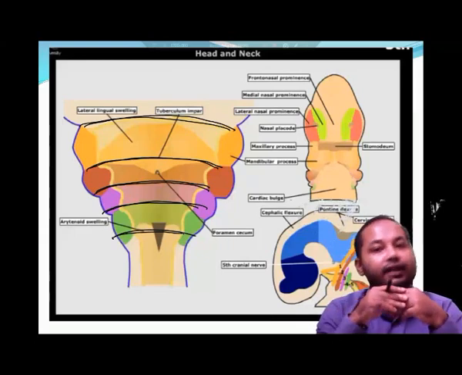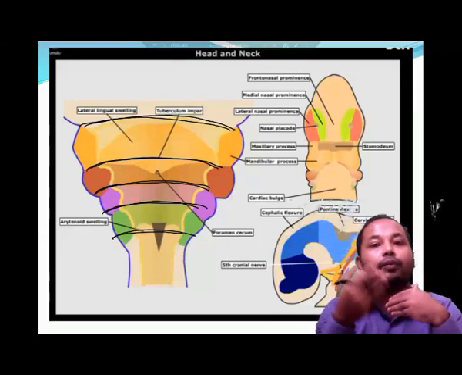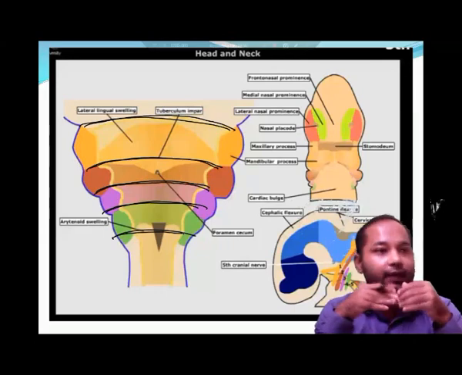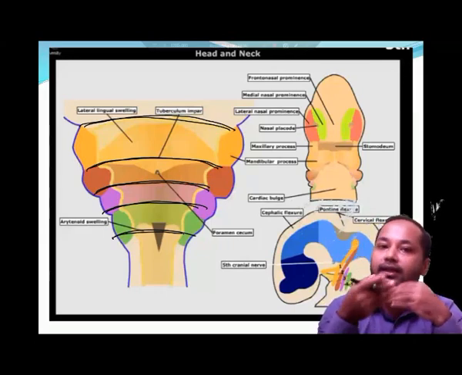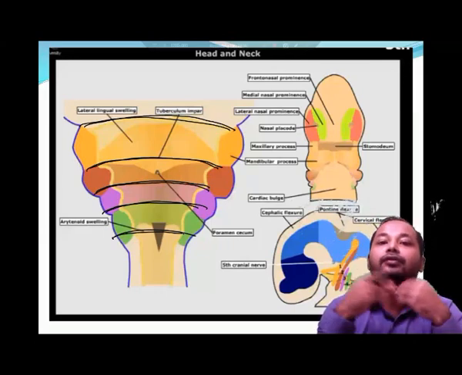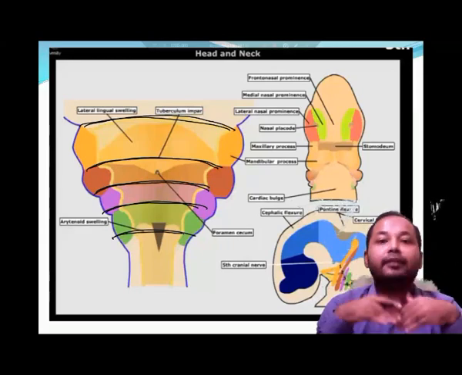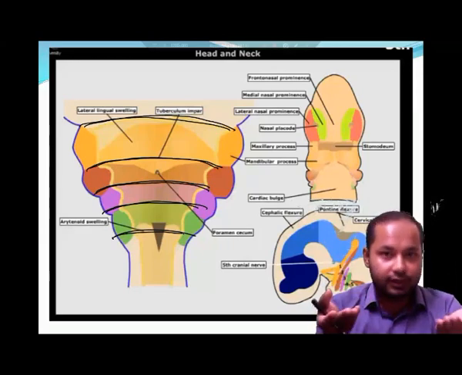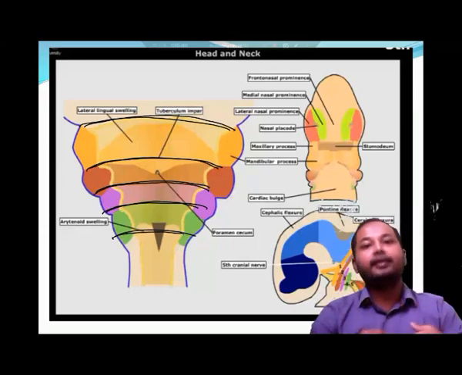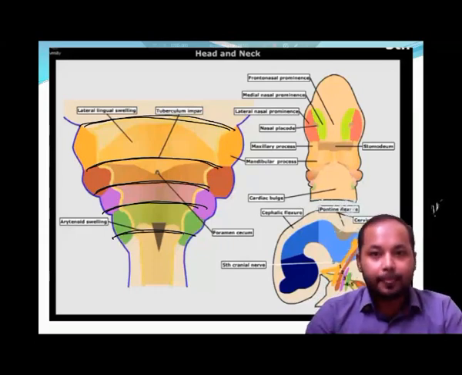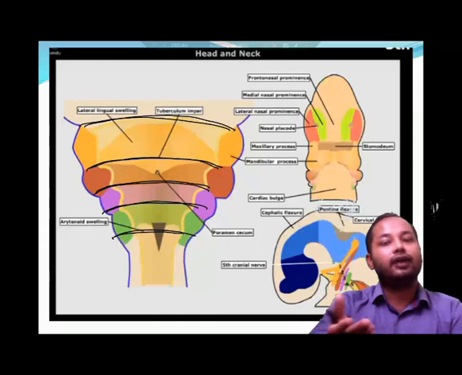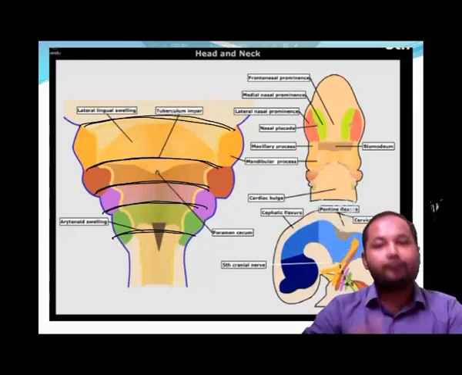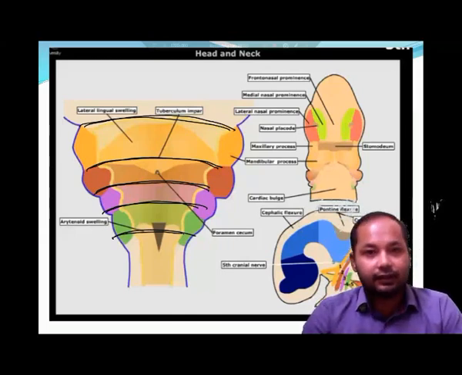Now we are going to adopt one more term. We are not going to say motor, we are going to say efferent. Efferent means going out. So the response going out is motor, and the response coming in is called sensory. So for sensory I am going to say afferent, and for motor I am going to say efferent.